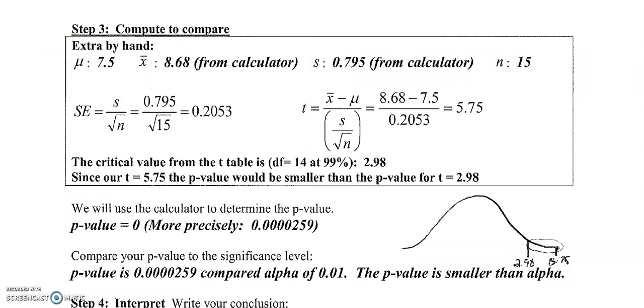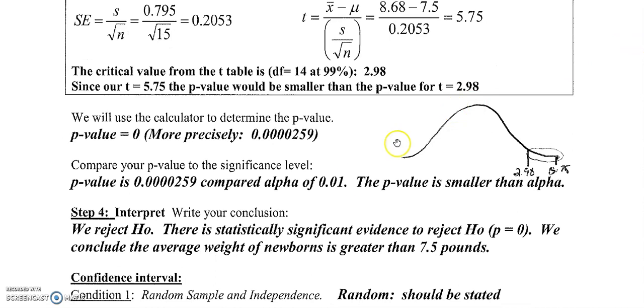So, since our p-value is very small, we compare it to our alpha of 0.01. Our p-value is smaller than alpha, therefore we reject H0. There is statistically significant evidence to reject H0, and we conclude the average weight of newborns is greater than 7.5 pounds.